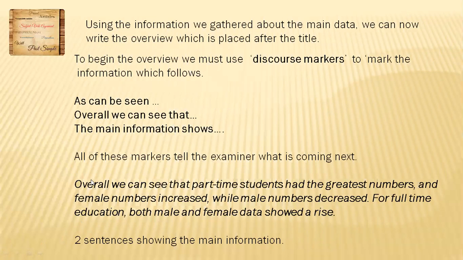So here's an example. Overall, we can see that part-time students had the greatest numbers and female numbers increased, while male numbers decreased. So there's a sentence about part-time. For full-time education, both male and female data showed a rise. Okay, so that pretty much sums it up. In part-time, females increased, males decreased. For full-time education, both increased. There isn't much more.